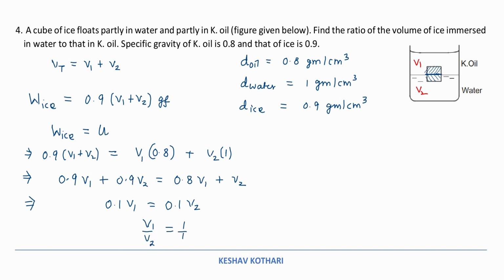So the ratio of the volume of ice immersed in water to that in kerosene oil is 1 is to 1. That is, the volume immersed in water V2 is to V1 is 1 is to 1. So for this particular problem, this is the correct answer. Both the volumes are the same, that is 1 is to 1. So let us deal with the next problem.